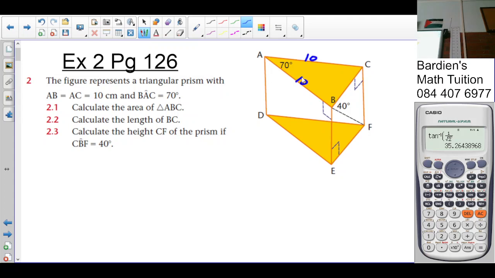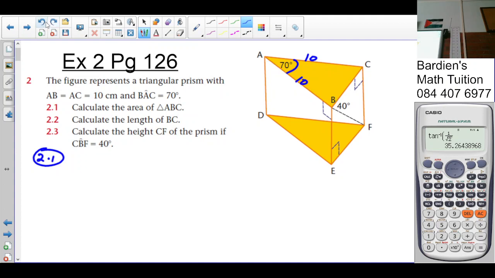Just by looking at that, if you have done your homework, you should have been able to tell me that you can calculate BC. So the question says that BAC is 70, which is this angle here. Calculate the area of triangle ABC. So how do you calculate the area? We need two sides and the included angle, which we do have.